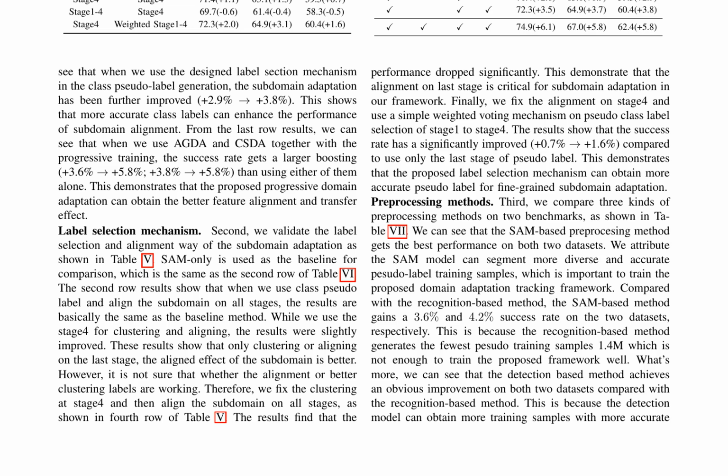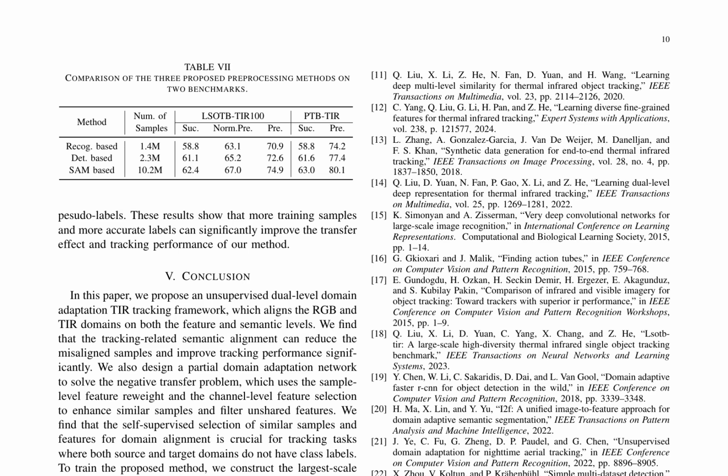In contrast, the detection-based method achieves significant improvement on both datasets compared to the recognition-based method, as the detection model can obtain more training samples with more accurate pseudolabels. This paper introduces an unsupervised dual-level domain adaptation framework for thermal infrared (TIR) tracking, aligning RGB and TIR domains on both feature and semantic levels. It addresses the negative transfer problem by utilizing a partial domain adaptation network, which incorporates sample-level feature reweighting and channel-level feature selection to enhance similar samples and filter unshared features.